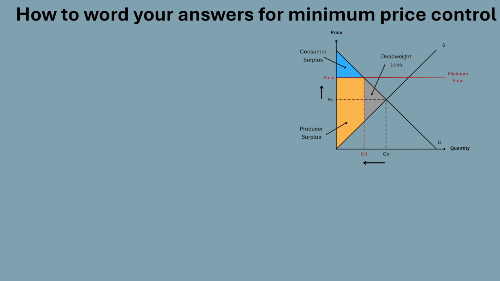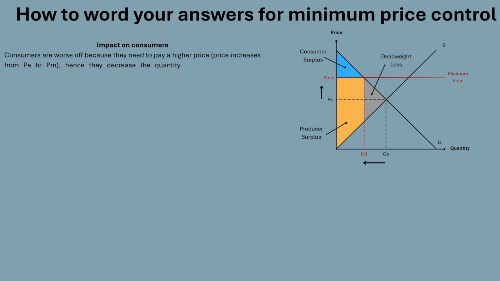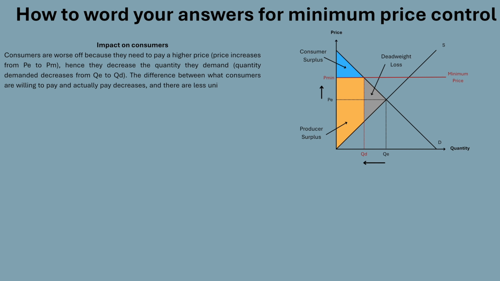Firstly, what is the impact on consumers when there is a minimum price control? Consumers are worse off because they need to pay a higher price, which is reflected by the increase from PE to P-min. They decrease the quantity they demand, so quantity demanded decreases from QE to QD. On the graph, the difference between what consumers are willing to pay and actually pay decreases, and that's the definition of consumer surplus. So we're saying that consumer surplus decreases. And there are less units from which to gain a surplus. This means that the quantity being bought is decreasing, therefore there is less opportunity for consumers to benefit from buying something. Overall, consumer surplus decreases.